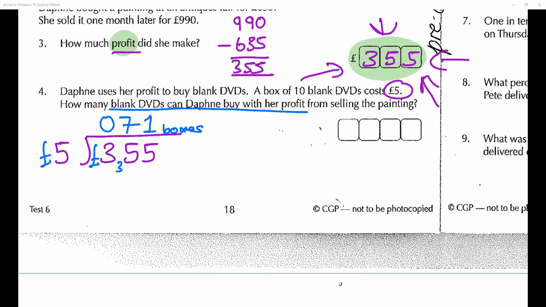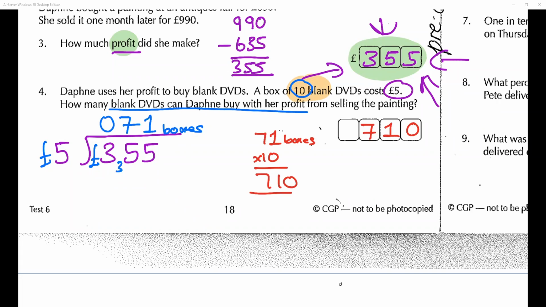So she could buy 71 boxes. They want to know how many blank discs, the DVDs, she can buy. So in each box, how many discs are there? 10, and that's 710. But I accidentally put down 71. Yeah, so 71 boxes, and you multiply that by 10 discs per box. So you add a 0 onto it. So the final answer is 710.